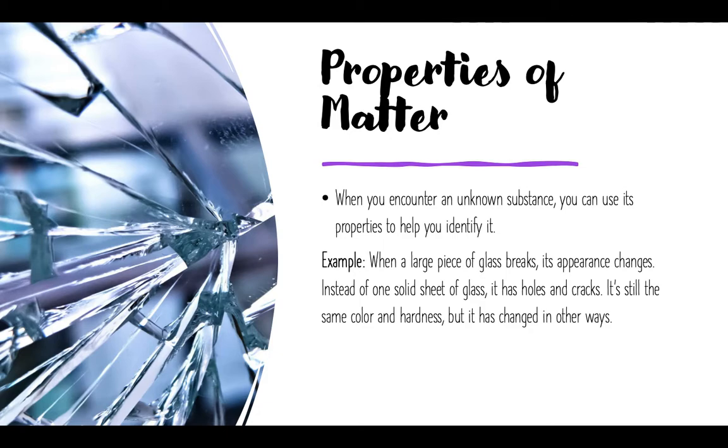When you encounter an unknown substance, you can use its properties to help you identify it. For example, when a large piece of glass breaks, its appearance changes. Instead of one solid sheet of glass, it has holes and cracks, sort of like this picture off to the left side. It's still the same color and hardness, but it has changed in other ways. Think of a window. If you throw a rock at a window, you might break it or crack it. It's still glass even though it's broken, but the way that it looks, its appearance, has changed.